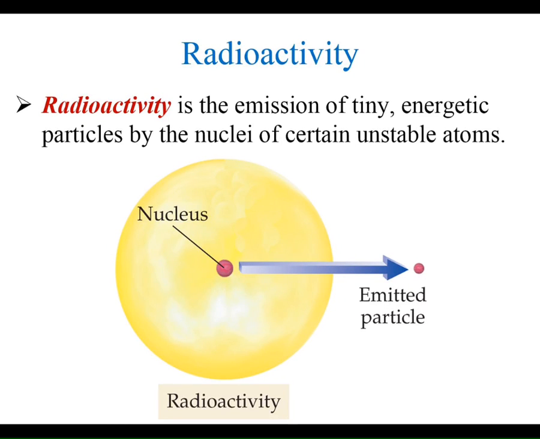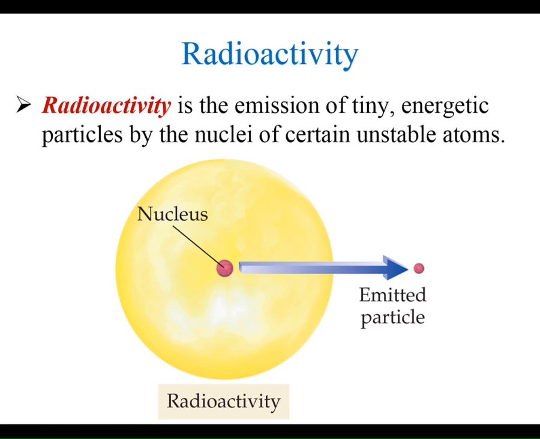Radioactivity is basically when you have a nucleus and it's not stable. Because it's not stable, it spontaneously begins to emit little tiny particles trying to achieve stability. And it can do this in several ways, as I'll show you here in a second.